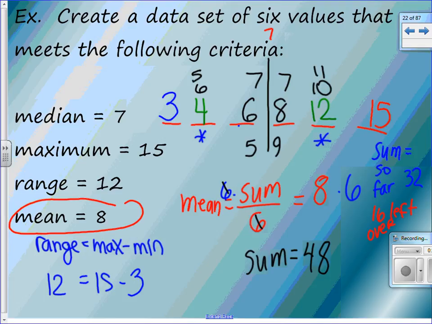So I'm going to get rid of the 7 and 7 because we went with the 6 and the 8. So they have to add up to 16. Isabel? 3 and 13. Okay. Brennan?